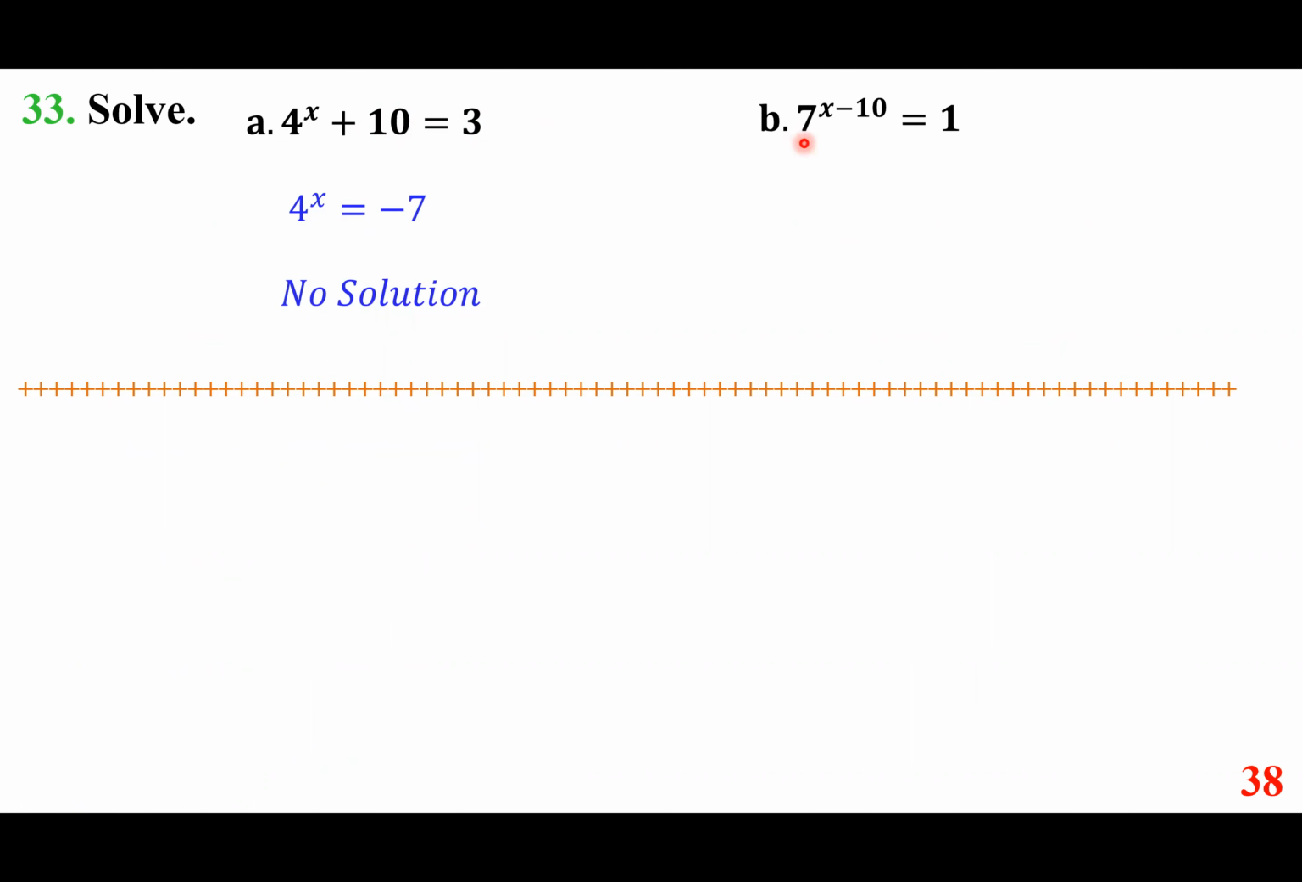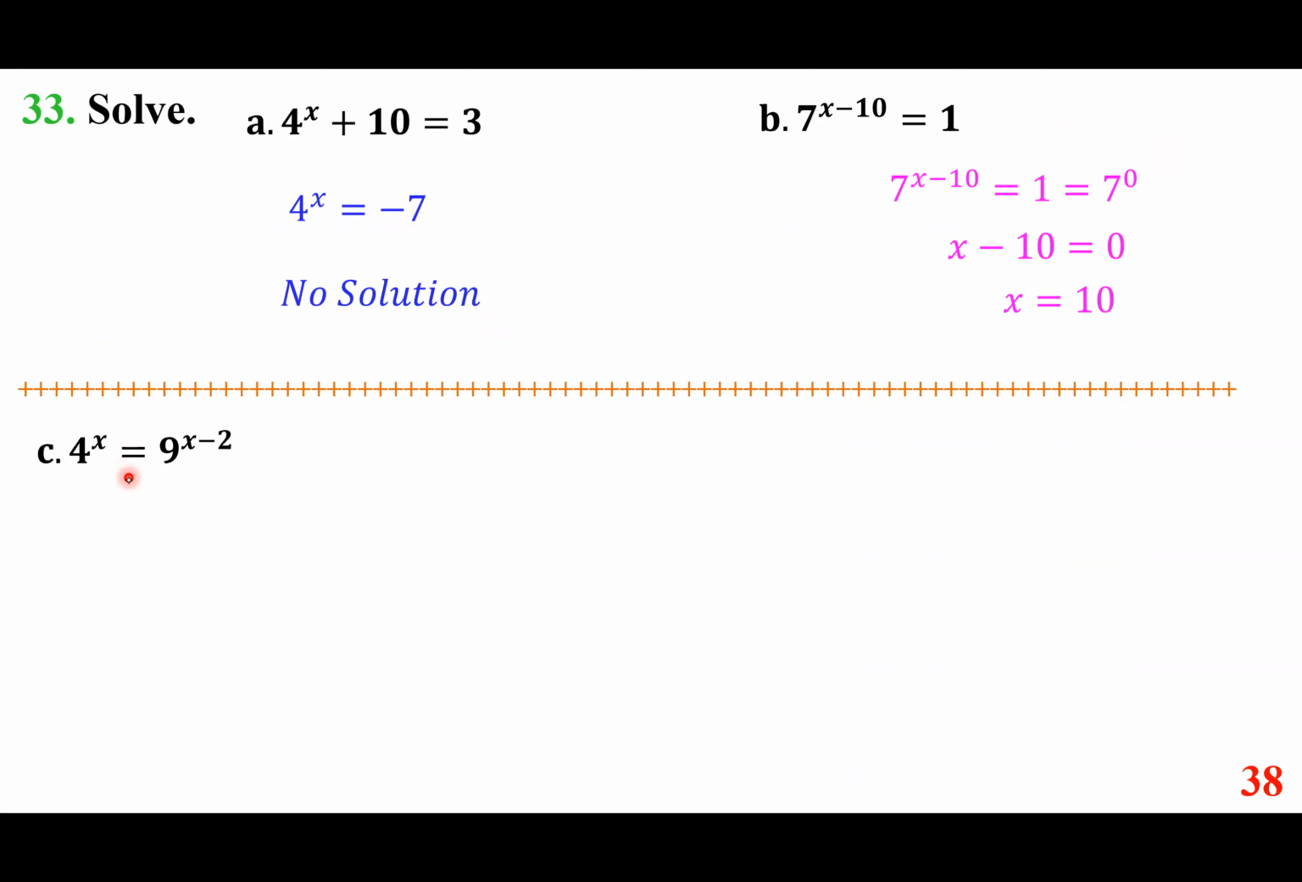To solve for part B, one easy way is to notice that 1 is any number you want to the power of 0. Because this has base 7, let's write this as 7 to the power of 0. So x minus 10 must be 0, and therefore x must be 10. Again, this is an easy way of handling that.